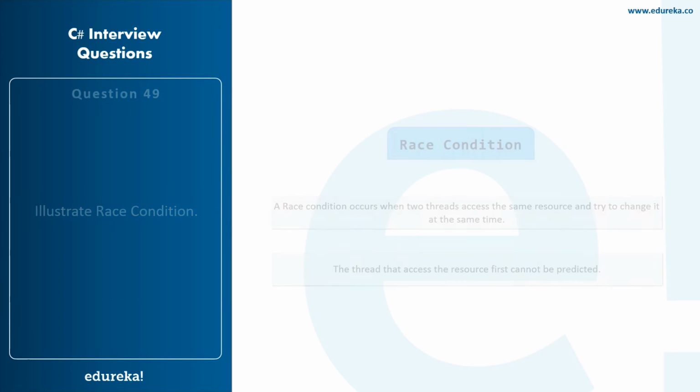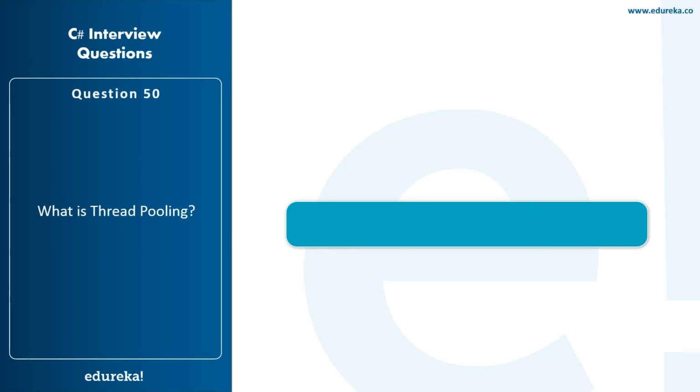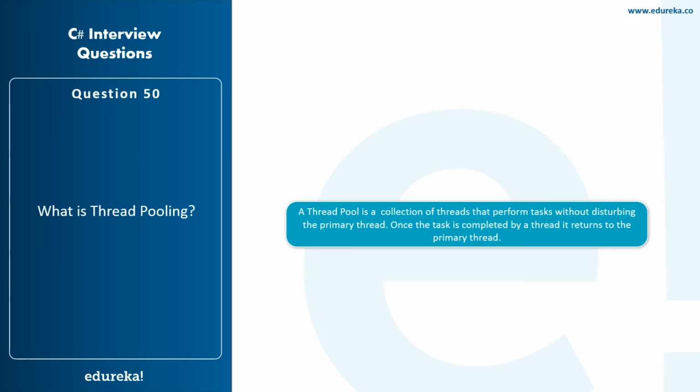Now I'll move on to my last question, which will also conclude my tutorial on the top 50 C# interview questions, which says, what is thread pooling? A thread pool is a collection of threads that perform tasks without disturbing the primary thread. Once the task is completed by a thread, it returns to the primary thread. So this was it with thread pooling.